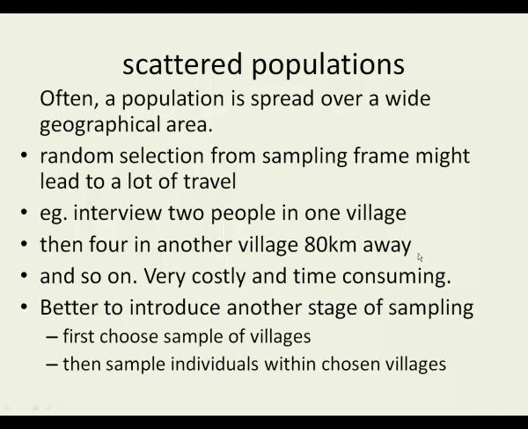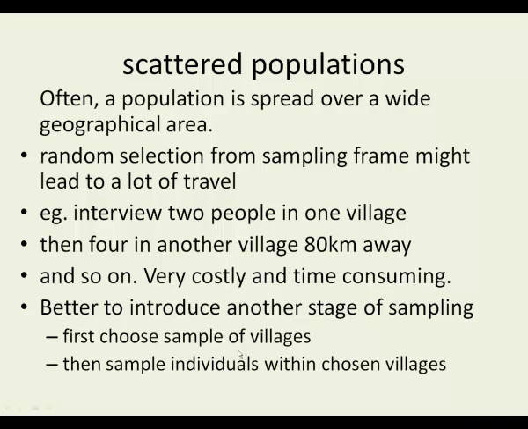So you wanted to do a random sample of all the people living in rural Uganda. If you did that, if you had a list of everybody that lives in rural Uganda and you selected people from that list to be in your sample, you'd end up with a few people in each village, and you'd spend years travelling from village to village across Uganda. Very costly and time consuming.